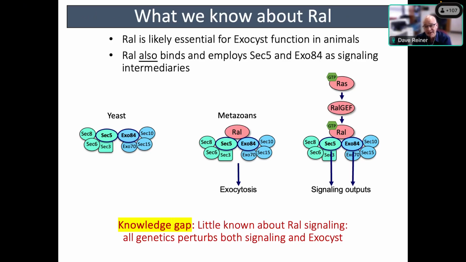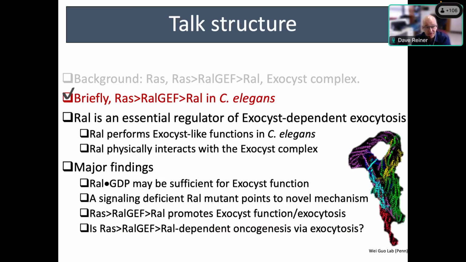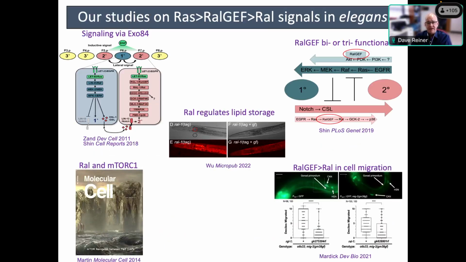Next slide, please. Okay, so I'm going to briefly give you a history of our work in C. elegans signaling, and then that will point very quickly to our exocyst studies. Next slide, please. So we have studied signaling via EXO84 in the vulval precursor cells, upper left. RAS actually switches effectors between RAS-RAF and RAS-RALGEF-RAL in equipotent cells. That was a pretty interesting phenomenon to begin with, and then we populated a pathway downstream of that through EXO84, a MAP4 kinase, and P38.